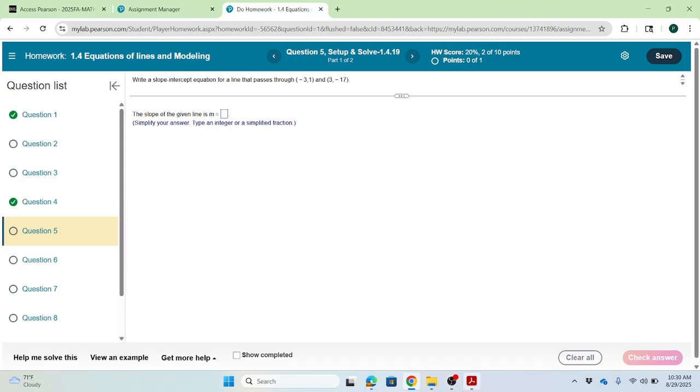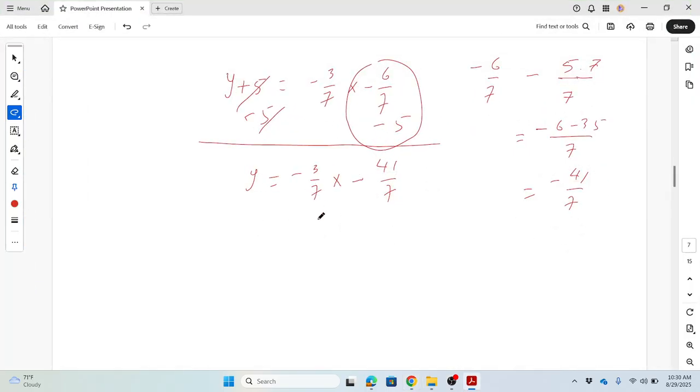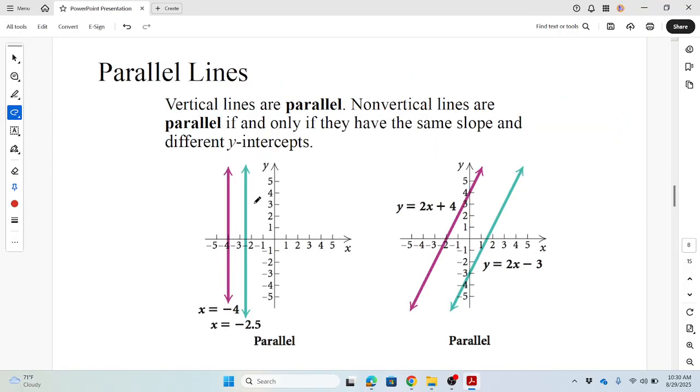Okay, let's go to the next thing here. If you have two vertical lines, they are always parallel. As you can see here, they are parallel. If the lines are not vertical, then they are only parallel if they have the same slope. If two lines have the same slope, then they are parallel. If there are vertical lines, then there is no slope you can find because slope is undefined. So they are always parallel. But for non-vertical lines, they are parallel only if they have the same slope.